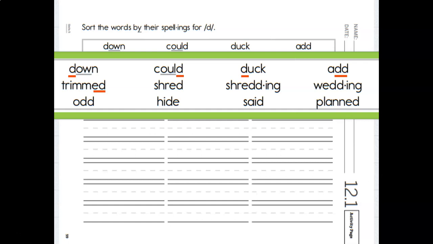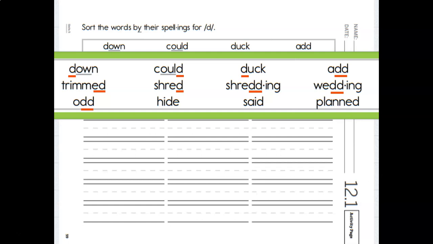The next word is shred, shred. The D sound is spelt D. The next word is shredding, shredding. The D sound is spelt DD. The next word is wedding, wedding. The D sound is spelt with DD. The next word is odd, odd. The D sound is spelt DD.